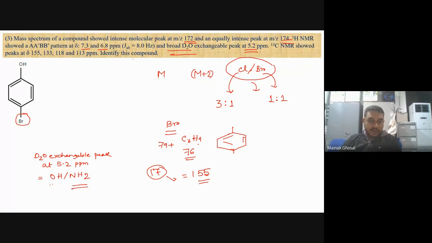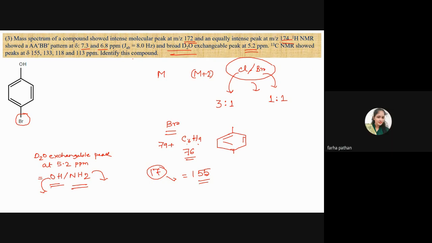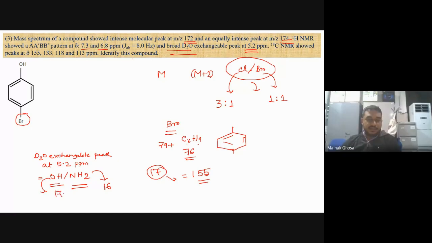So this one and this one, how do they differ in terms of mass? The mass differs by 16, the mass is 70, right? And you are left with 17 mass. So it is highly possible that this is the structure. So I have arrived at the structure.